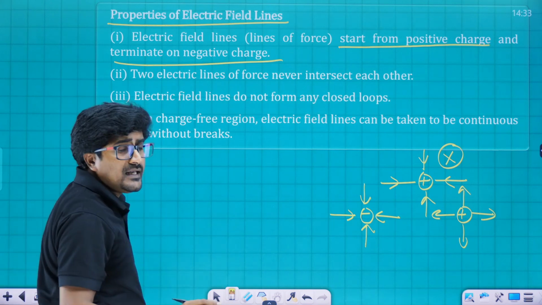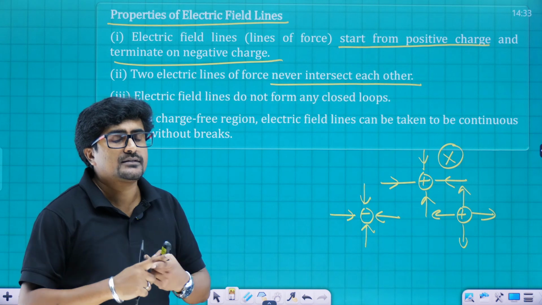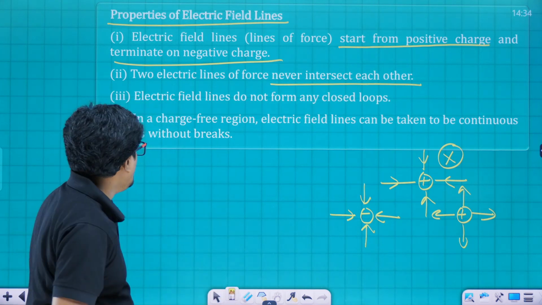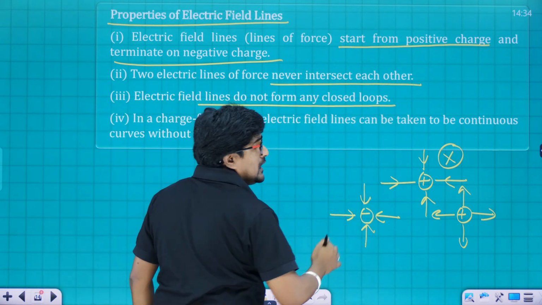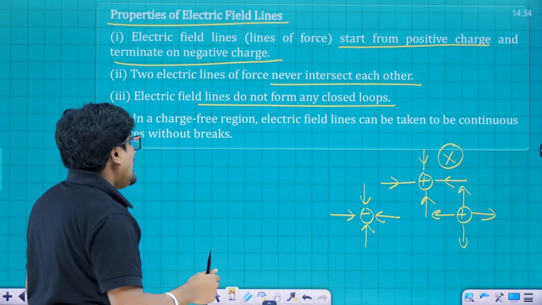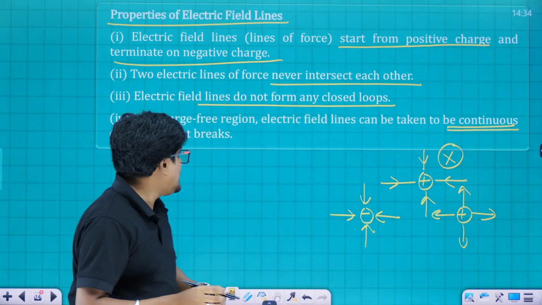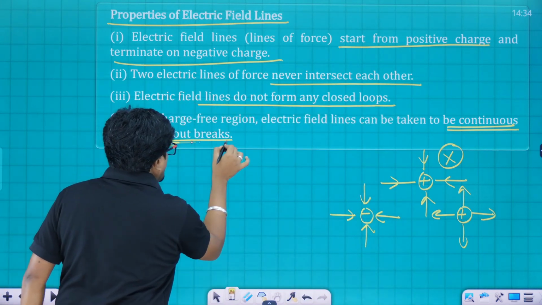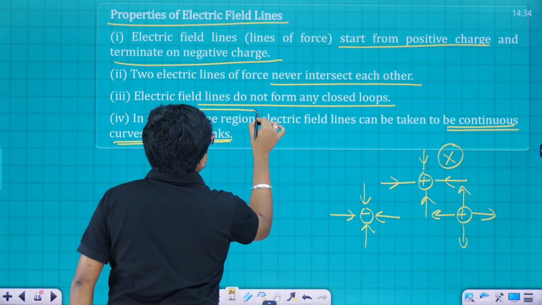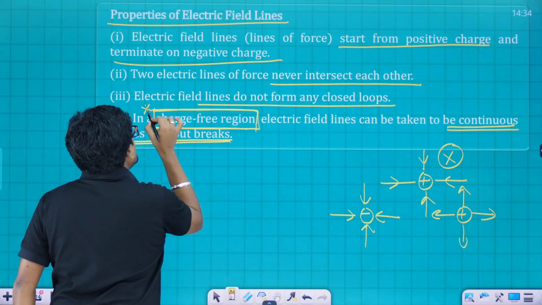And the second one is they are never going to intersect each other. Two electric lines of force never intersect each other. And the third one is electric field lines never form a closed loop. All right. And the fourth point is, it's going to be continuous. I repeat, it's going to be continuous without any break if we have a charge free region. This is again super important information.